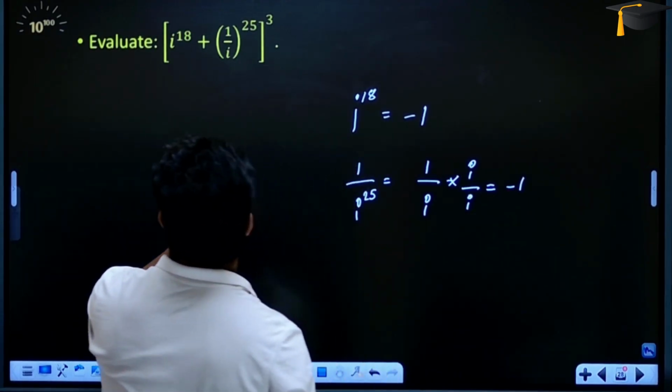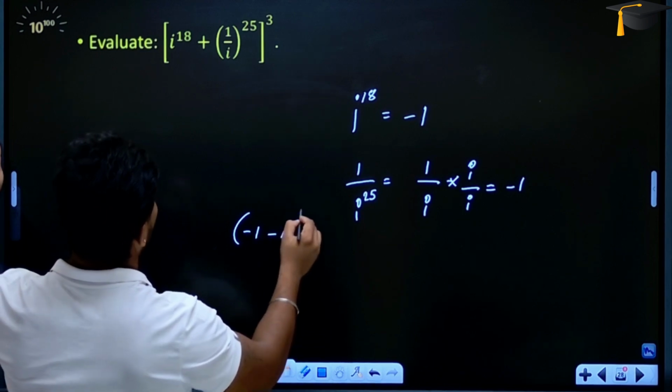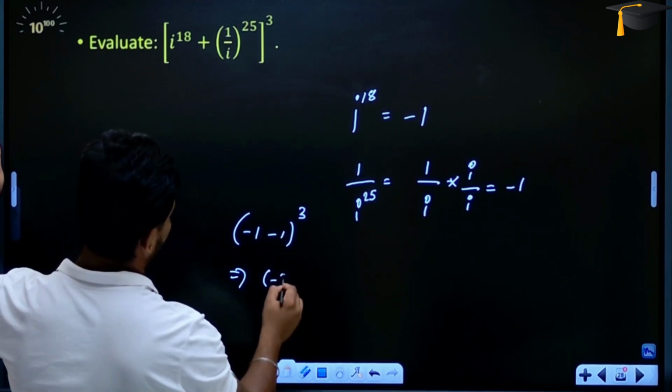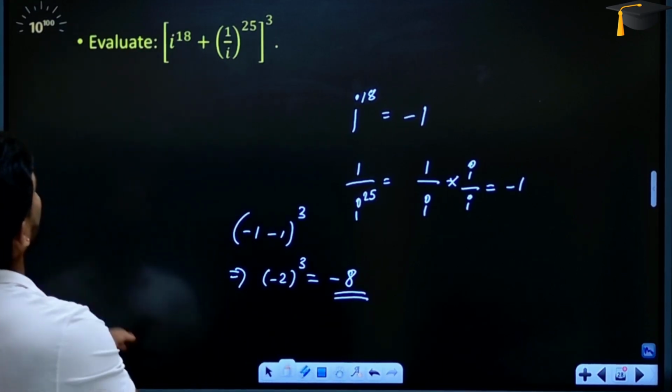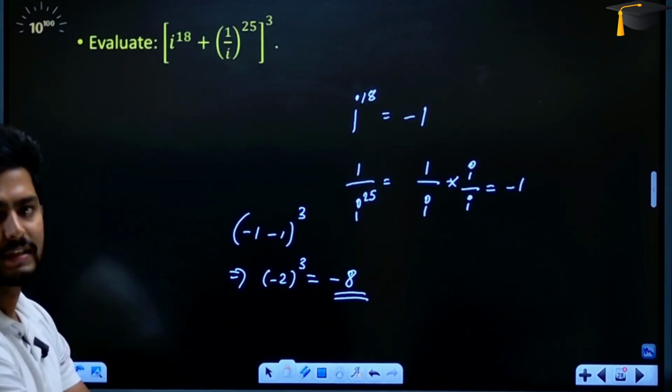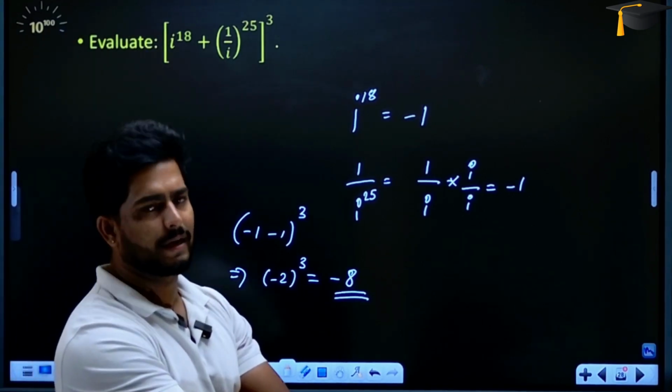Correct? So now minus 1 the whole cube. It's nothing but minus 2 the whole cube. Minus 2 the whole cube is minus 8. So minus 8 is the answer, I guess. Correct it is. Okay, minus 8 is the right answer. Very simple. It can be done quickly. You may know by calculating it.